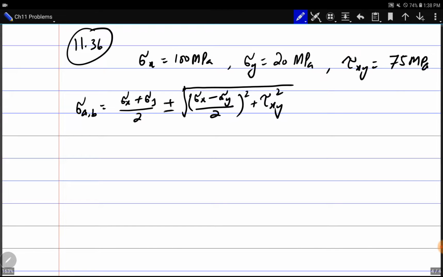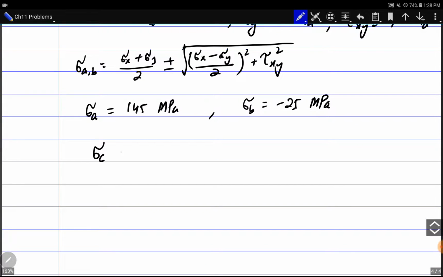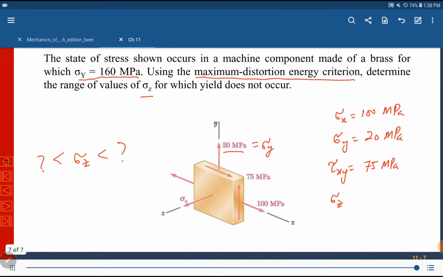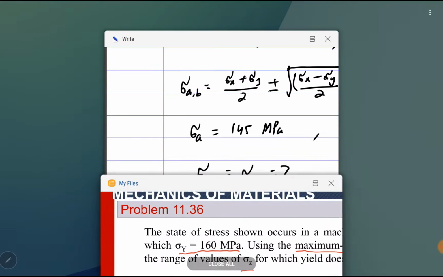Put all the values. You can find sigma A equal to 145 megapascal and sigma B equal to minus 25 megapascal. Sigma C, the third stress, which is in z direction, is unknown. There is no shear stress in the z plane, so sigma z itself is sigma C, which is unknown.